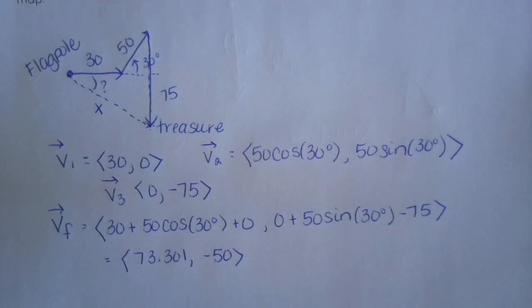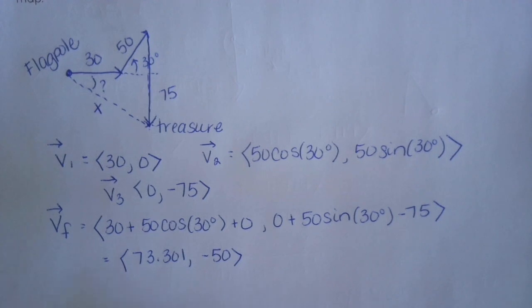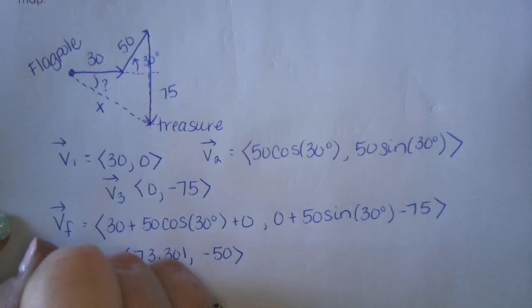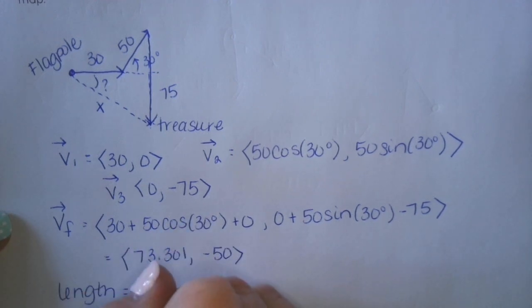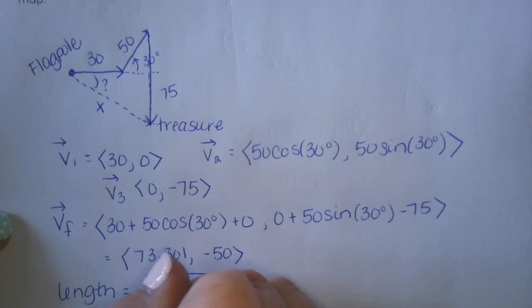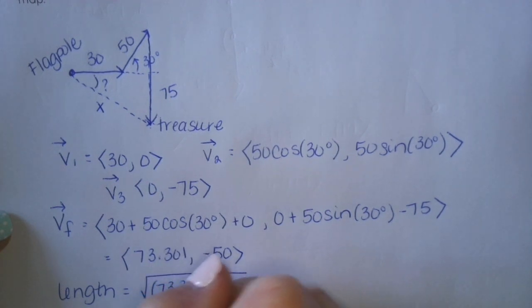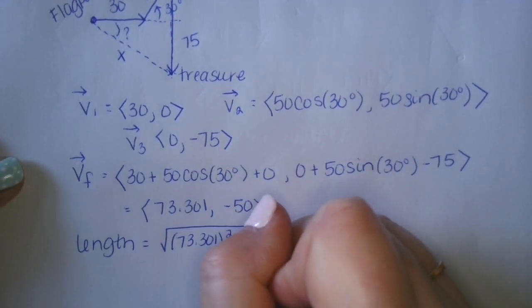So what is the length of this vector? How far is it from the flagpole to the treasure itself? Our length can be found by taking the square root of each of these components squared. Again, we know that radius squared is equal to x squared plus y squared.